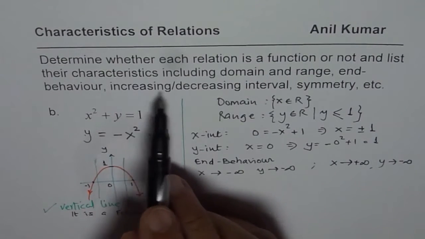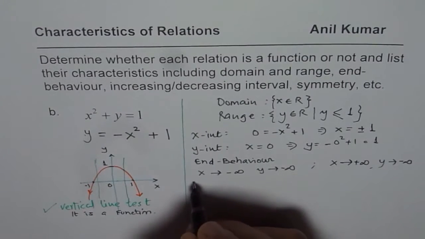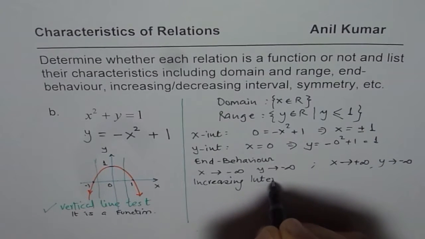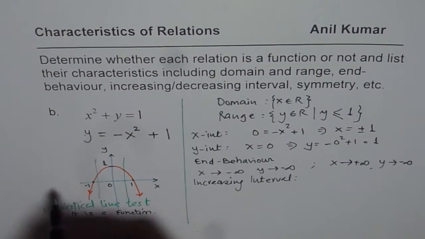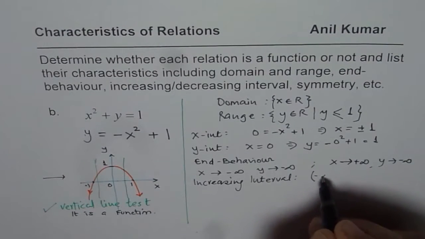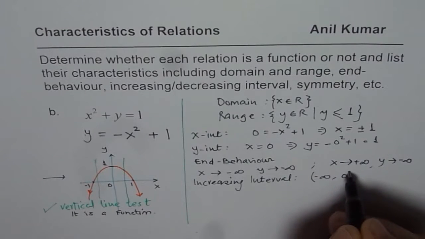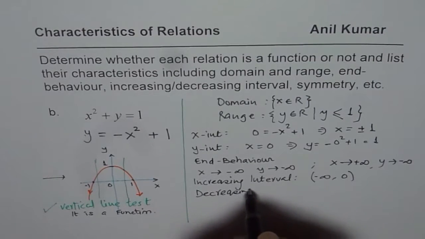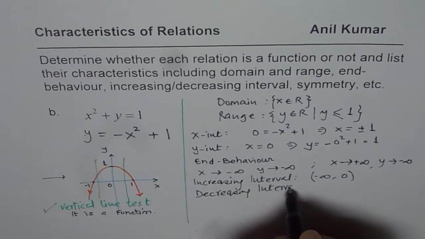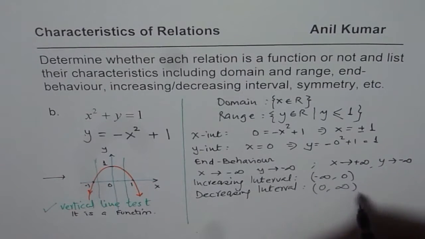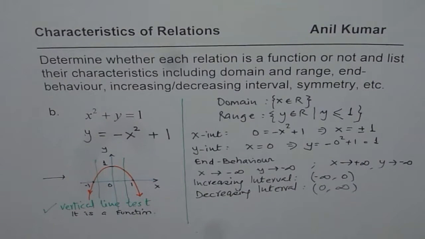And now we'll talk about increasing and decreasing interval. So as far as increasing interval is concerned, you need to see the graph from left to right, always from left to right. So it increases till x equals to 0. So you could say it is from minus infinity to 0, it is increasing. Decreasing interval is from 0 to infinity. So after 0, we have a peak at x equals to 0. After that, it decreases. So it could be written as I have written here.